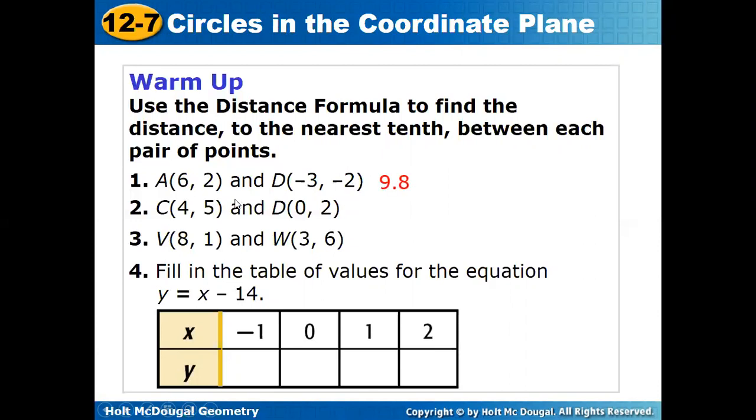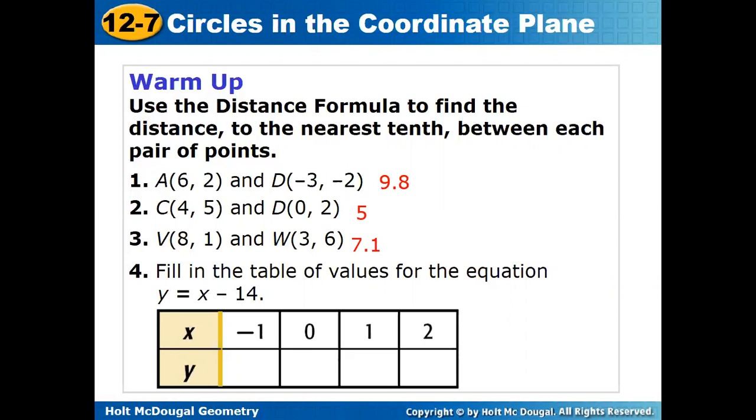Okay, the second question: C (4, 5) and D (0, 2). So if you substitute in the formula, considering the first point C as x1 and y1, and the second point D, 0 and 2, it will be 5. Also, the third question, if you calculate it, it will be 7.1.